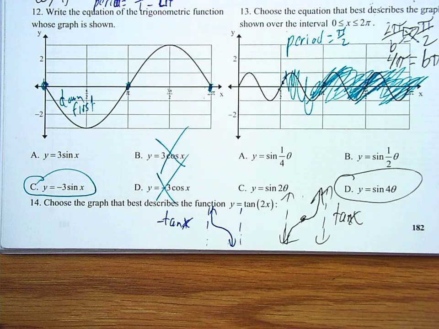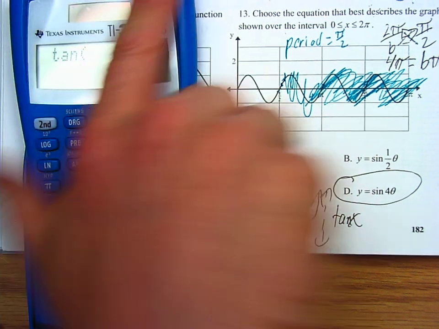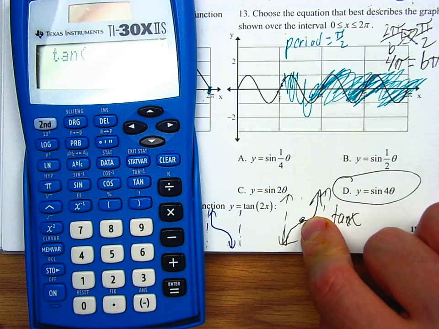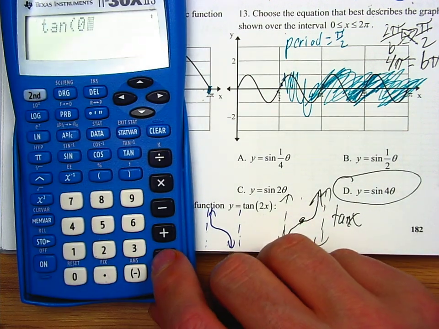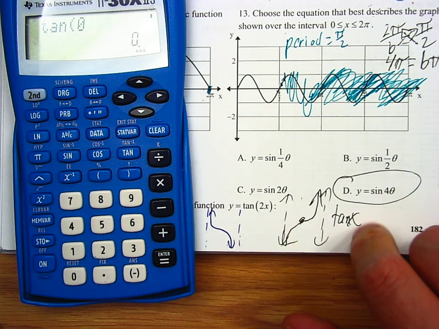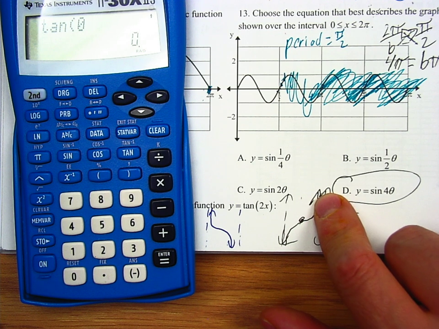And how can I verify what way tangent goes? Well, if I take my calculator out, this again would be 0. This would be x equals 0, y equals 0. So the tangent of nothing is nothing. These would be positive x values, and you could just use any small positive x value.